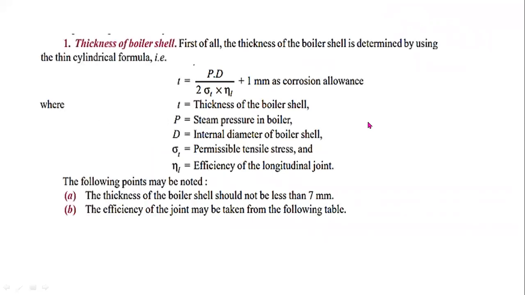Now for design of boiler joints, for determining the thickness of the boiler shell, you have to use this formula. T equals P into D by 2 into sigma T into zeta L, plus 1 mm corrosion allowance. P is the maximum inside pressure in the cylinder or boiler. Capital D is the internal diameter of the boiler. Zeta L is the longitudinal efficiency of the joint. Sigma T is the tensile stress induced in the boiler material. By using this formula, you have to find the suitable thickness of the boiler shell.